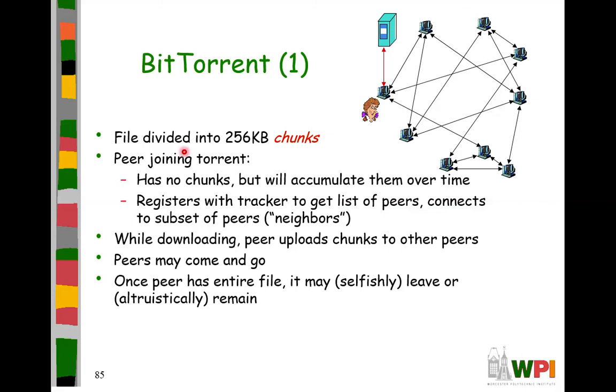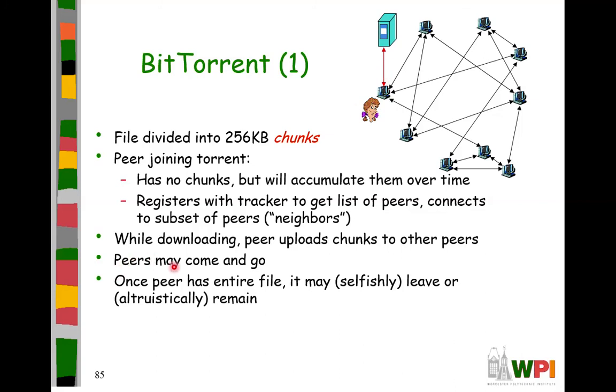Okay, so if the joining peer doesn't have any chunks, if it doesn't have the file, then it can download the file from other peers. Okay, so the peer can download the chunks, but it can also upload the chunks to its neighbors. And how does it get the neighbor information? It can get the neighbor information from the tracker.